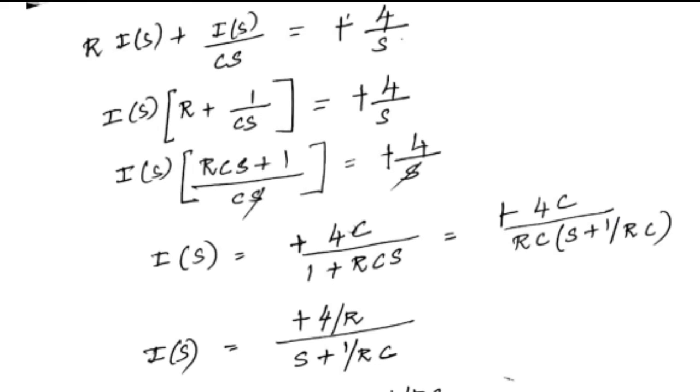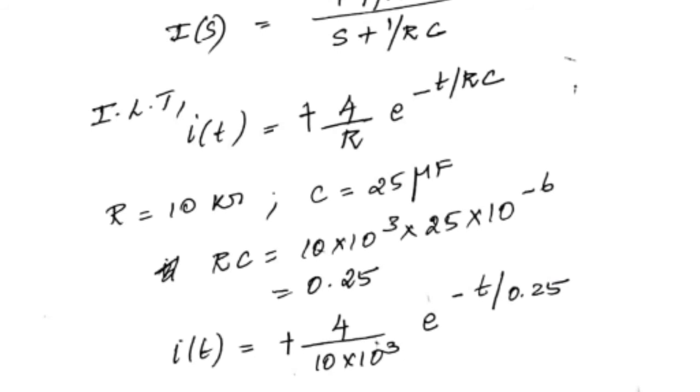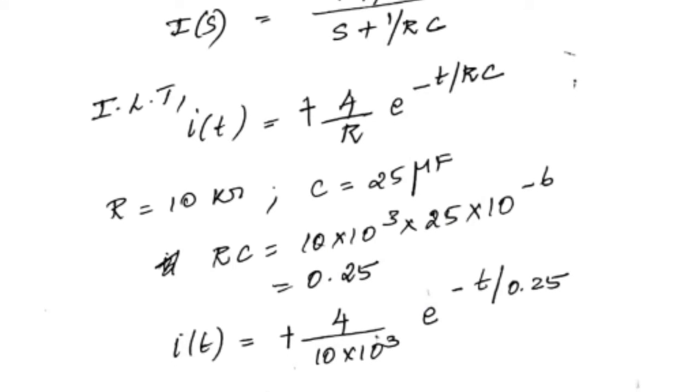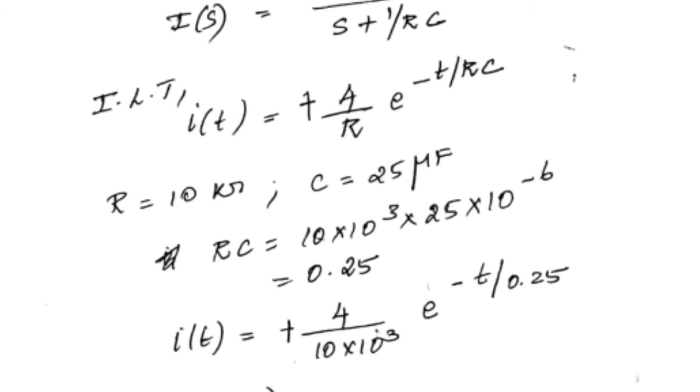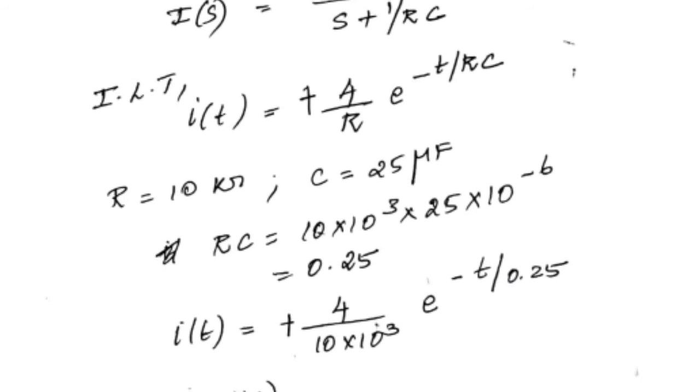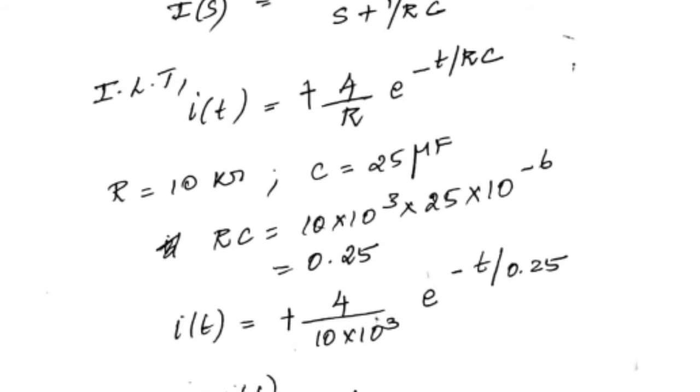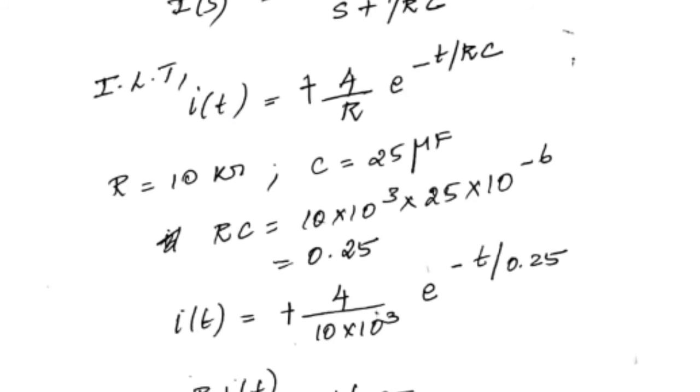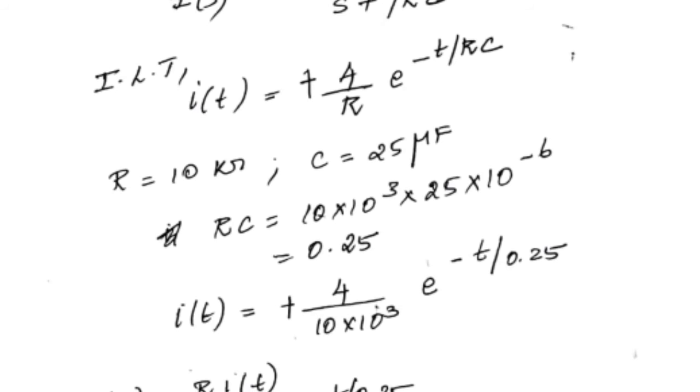We have a constant before the s, so we have to remove it. We write 4C divided by RC into s plus 1 by RC. So I of s is equal to 4 by R, as C and C cancel, divided by s plus 1 by RC. The next step is taking the inverse Laplace transform to get i of t. So i of t is equal to 4 by R, and the inverse Laplace transform of 1 by s plus a is e power minus at. So we get 4 by R e power minus t by RC.